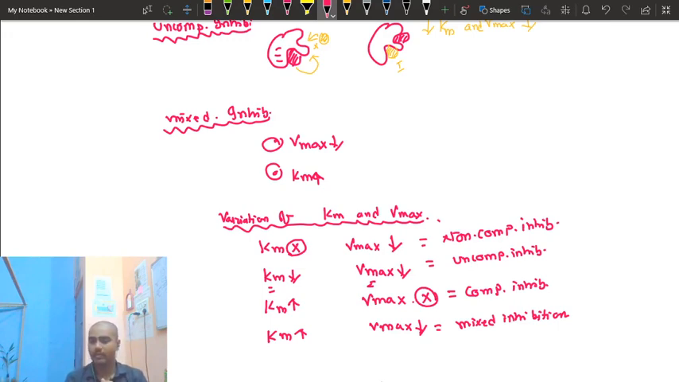So in case of competitive inhibition, as the affinity between enzyme and substrate will get decreased, that means Km will get increased, as Km is inversely proportional to the enzyme affinity, right? So here the Km will get increased and Vmax will remain unchanged. So this is the variation of Km and Vmax in case of different inhibition mechanisms.